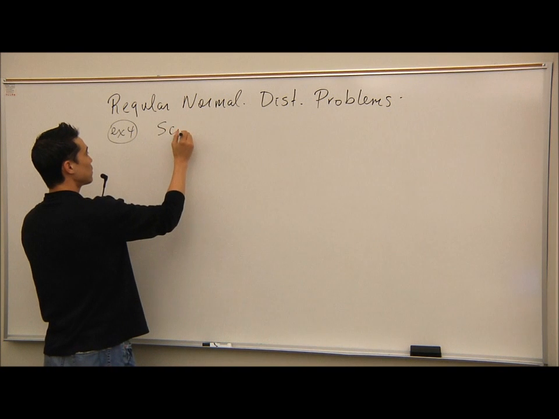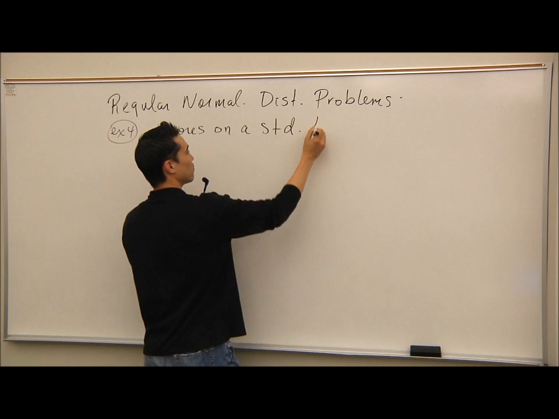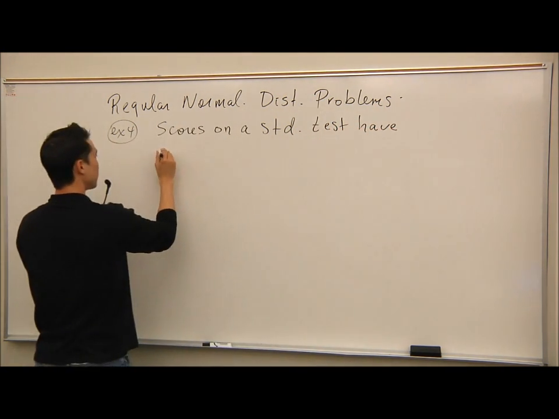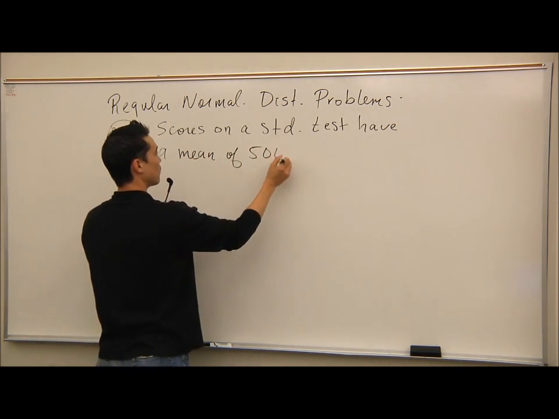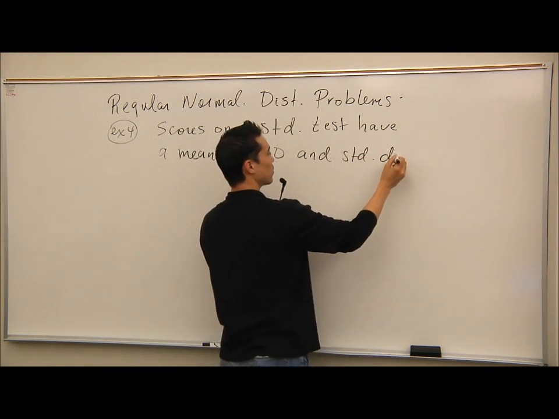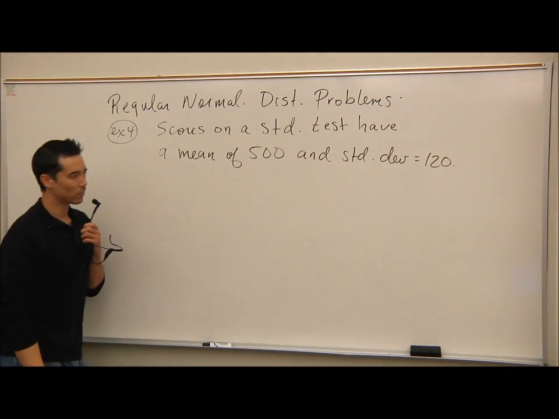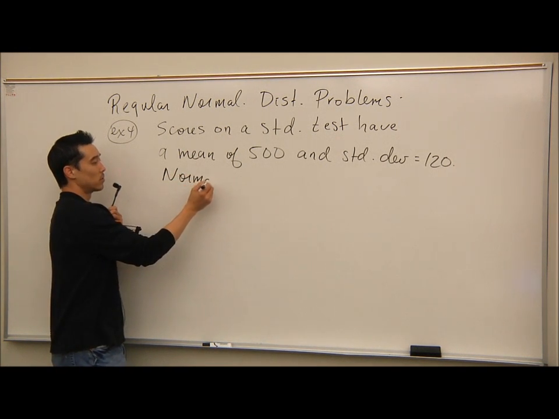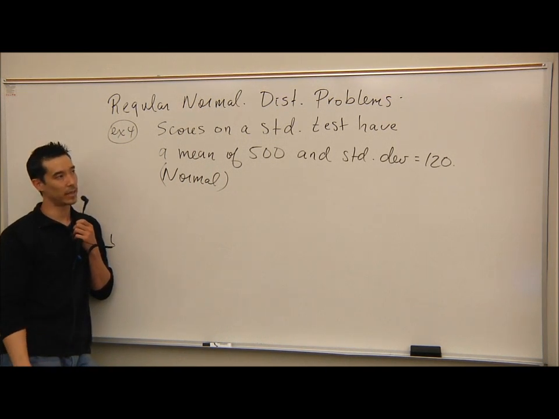Okay, let's say scores on a standardized test have a mean of 500 and a standard deviation of 120. Okay. Mean of 500, standard deviation of 120. And again, somewhere it'll say normal. This test is normal. Assume normal. This test is normally distributed. Some sort of language like that.